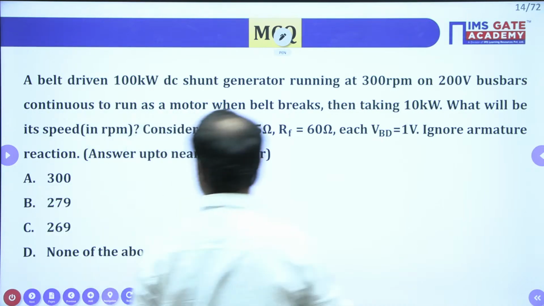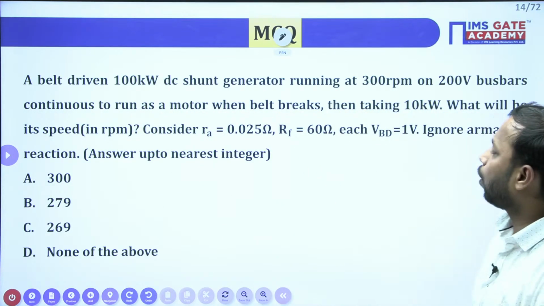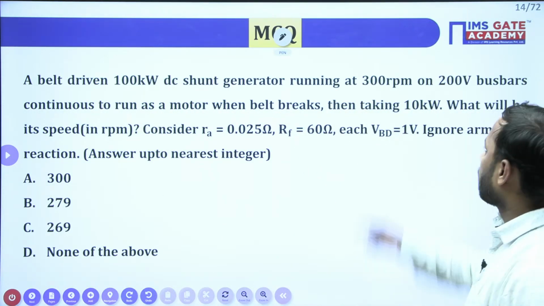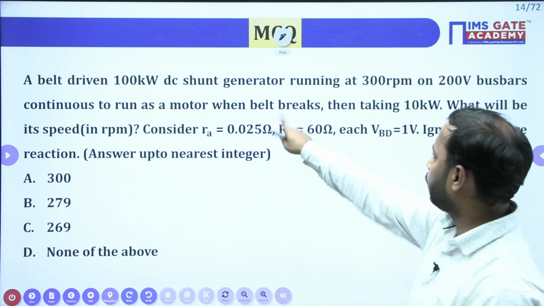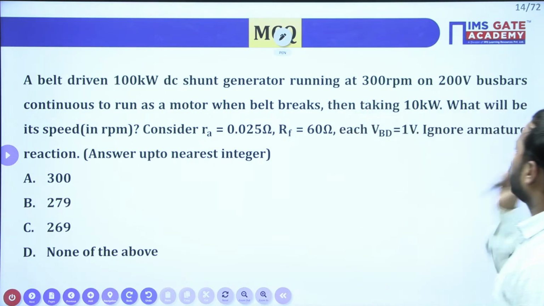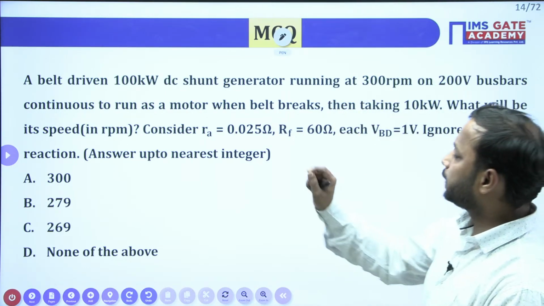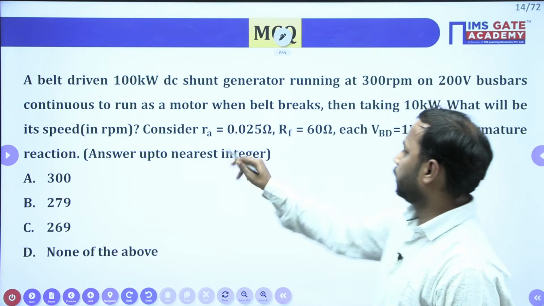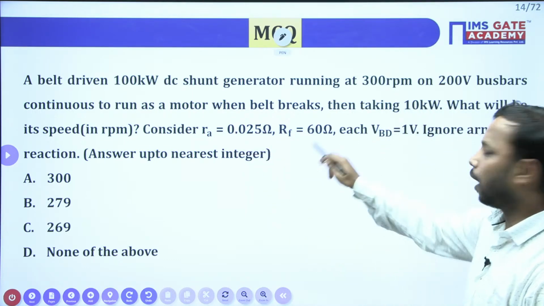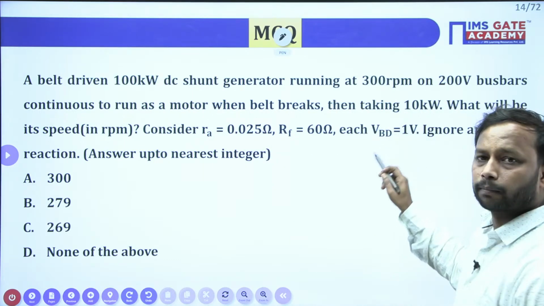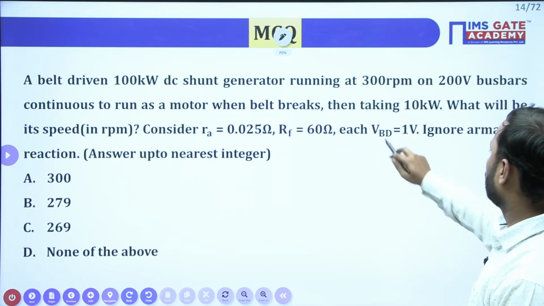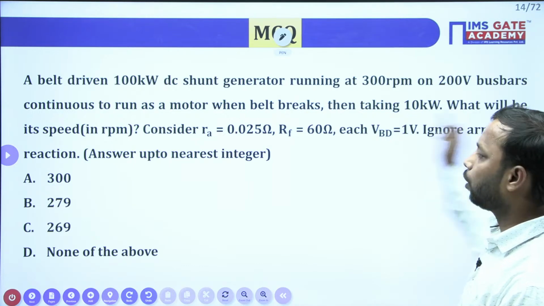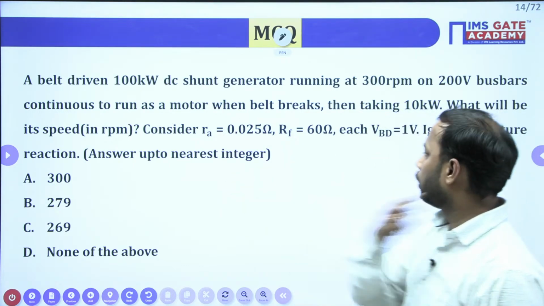The third question: a belt-driven 100 kilowatt DC shunt generator running at 300 RPM on a 200 volt bus bar continues to run as a motor when the belt breaks, then taking 10 kilowatt. What will be its speed? Consider RA equal to 0.025 ohm and RF equal to 60 ohm. Done. And VBD, the brush drop of each brush, is 1 volt. Ignore armature reaction. Answer up to the nearest integer.